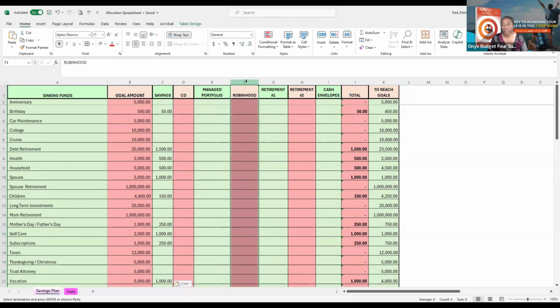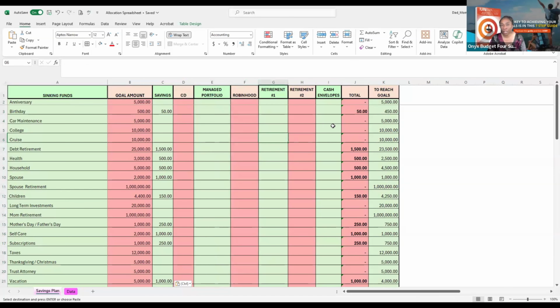Robinhood, if you have stocks, you don't want to cash a stock out every time you need money, unless you bought that stock specifically for a sinking fund. I have done that. I have invested in stocks specifically for my cruise and I made a lot of money. And as soon as that stock looked funny, I got out and I took that money. I was like, that's for my cruise. So that would be more long term.